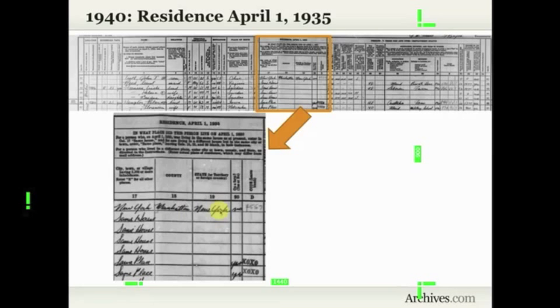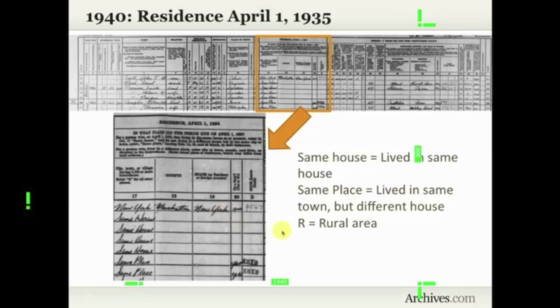Now let's say that they're living in the exact same house that they were. You know, they're living at 123 Maple Street in 1940, and that's the same house that they were living in 1935. That's when the census taker was supposed to list same house. Now, if it says same place, it means that they were living in that same town as 1940, but in a different house. So, this particular census is from Los Angeles. So these two people down here were living in Los Angeles in 1935, but in a different house.